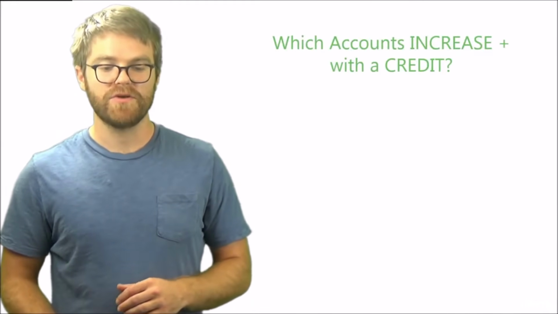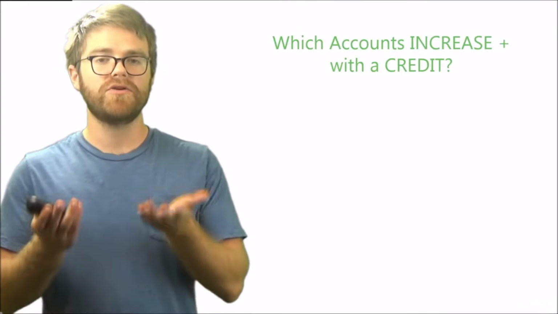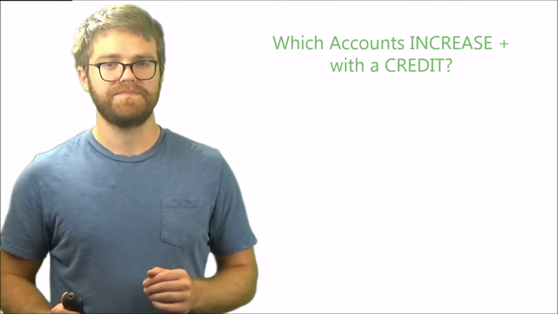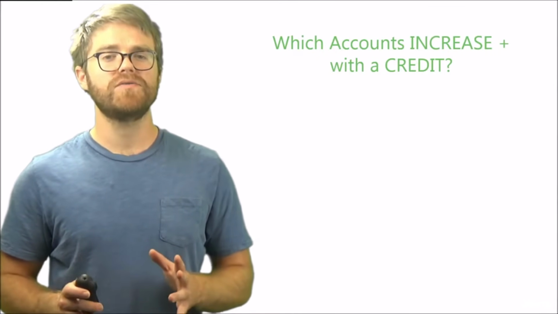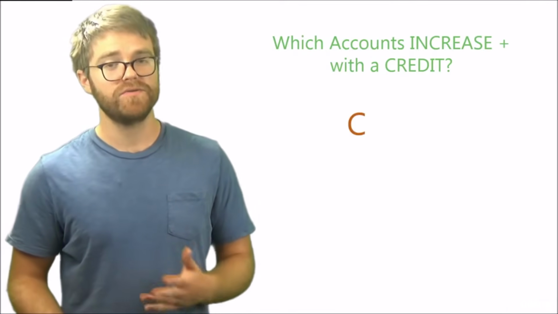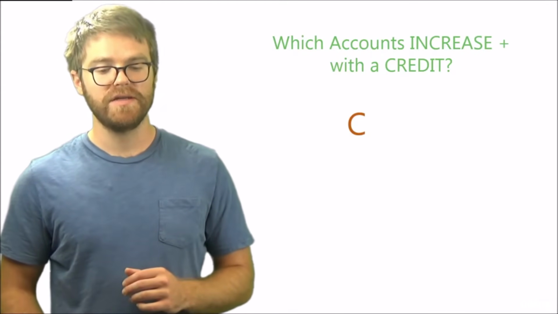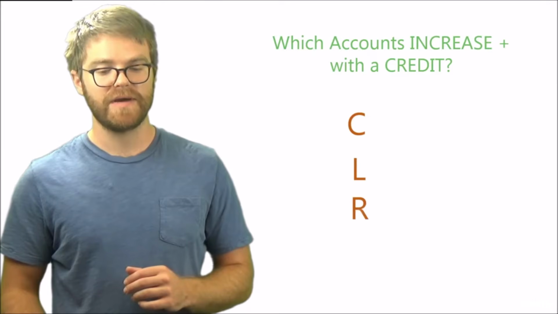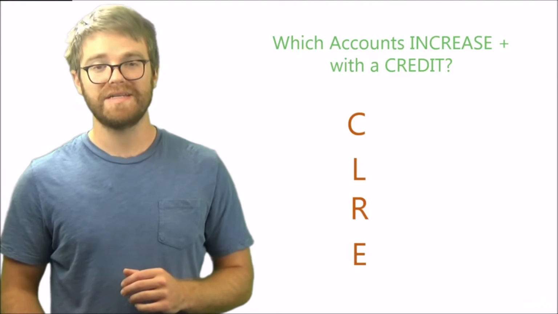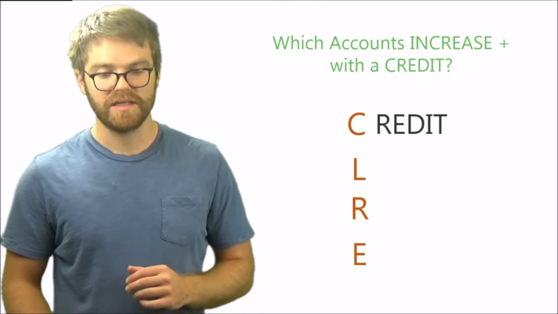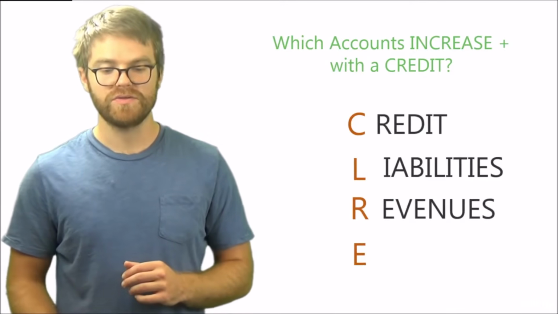Let's see what else. So now we're going to say which accounts will increase with a credit. So remember, you increase accounts, only assets, dividends, expenses with a debit. So which accounts will increase with a credit? There's only a few. It's really everything else. So you're going to credit. Here's a little acronym. It's less intuitive than dead, but you credit liabilities, revenues, and equity.